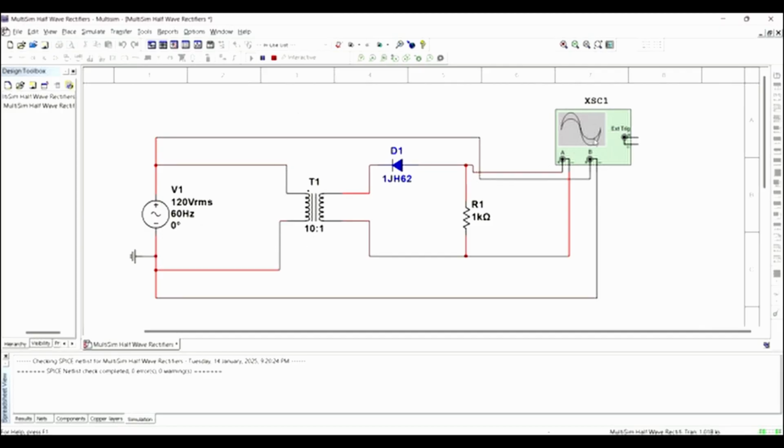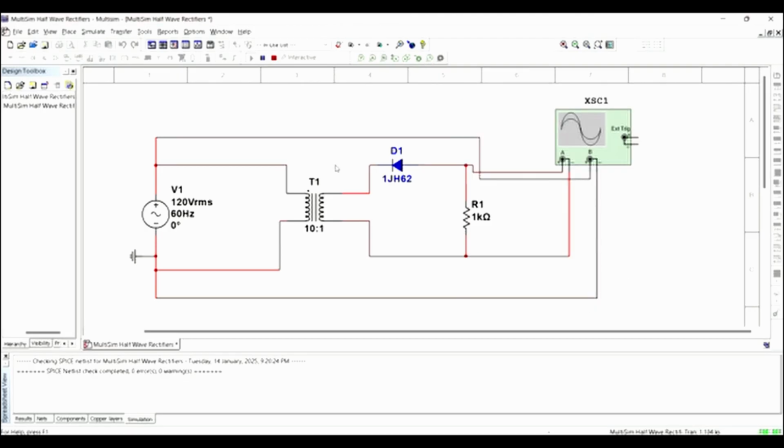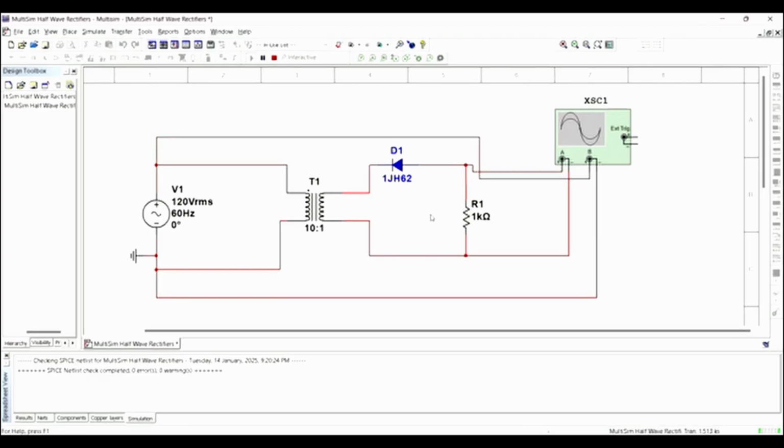In the transformer input, we will get a full wave. Current from the transformer's input will transfer to the transformer's output, either stepping up or stepping down. For this circuit, we have a 10 to 1 transformer, so it will step down. Current from the positive direction cannot go through the diode because the diode is in the opposite direction. So the positive wave cannot be obtained.